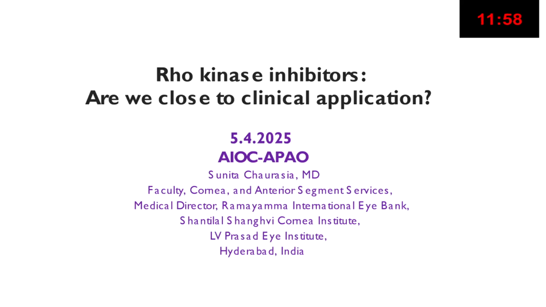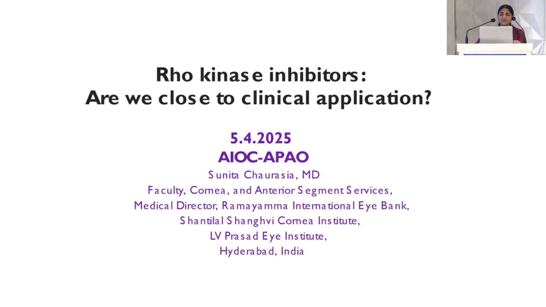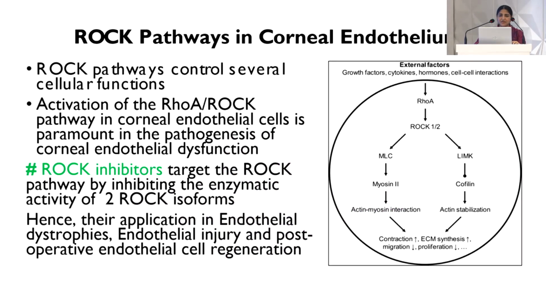Yeah. So Rhokinase inhibitors, and these are for basic researchers as well as clinicians, can be one type of enigmatic molecule. So my talk is on Rhokinase inhibitors. Are we close to clinical application? Now, when we talk about Rhokinase, it is important to know that ROCK pathways exist in the corneal endothelium, and these are the pathways which control several of the cellular functions.